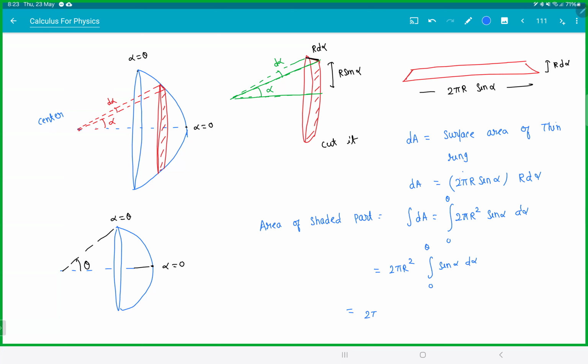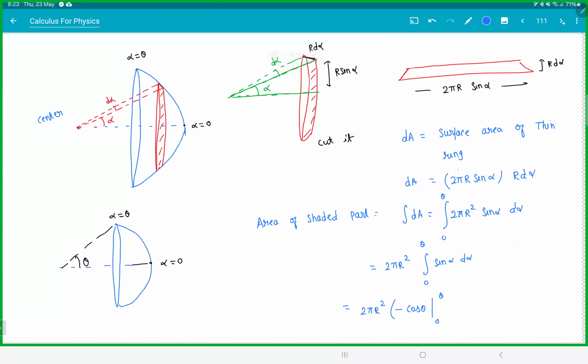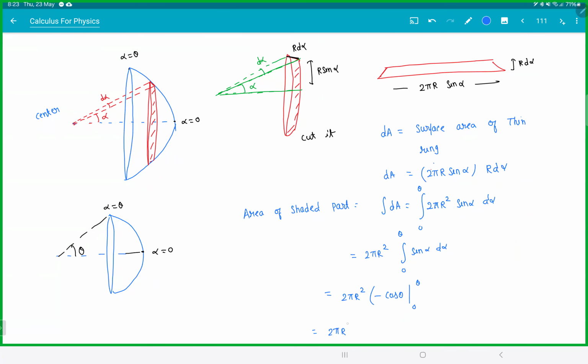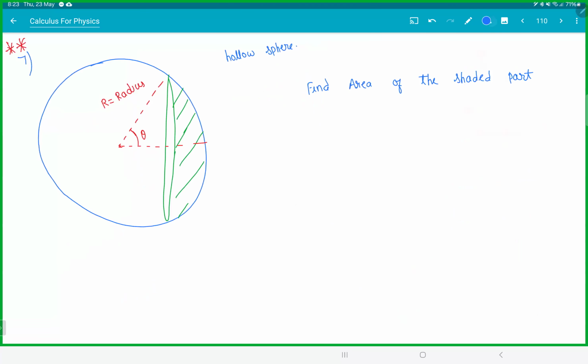Sine alpha ka integration is minus cos theta. So 2 pi r square, substitute the values, you'll put cos theta, cos 0. So that becomes 2 pi r square (1 minus cos theta). That's a result which you should definitely mug up. In the exam, you won't have time to do this. So we have the area of the shaded part as 2 pi r square (1 minus cos theta). Remember, theta is the half angle.